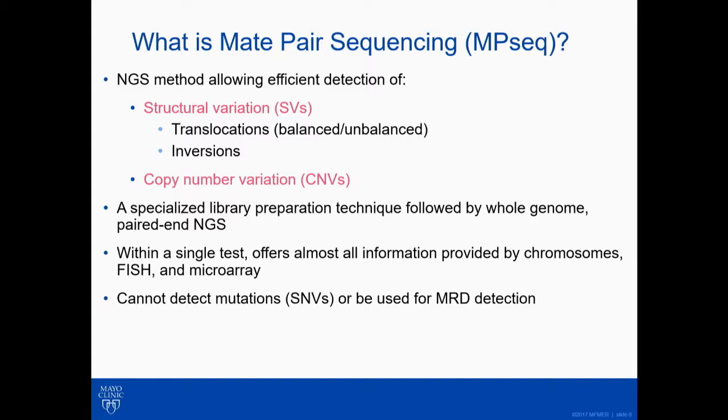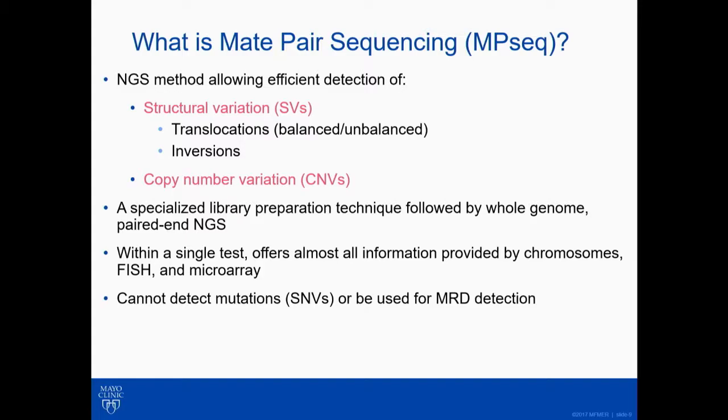So I'm going to spend the next 2 slides giving a brief overview of mate pair sequencing. It is an NGS-based method that allows for the efficient detection of structural variation, including balanced and unbalanced translocations and inversions, as well as copy number variation.